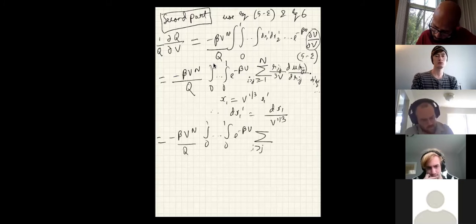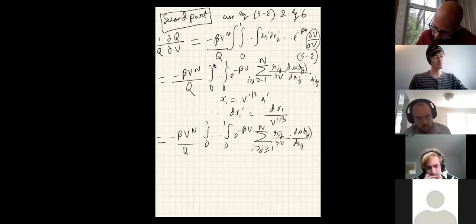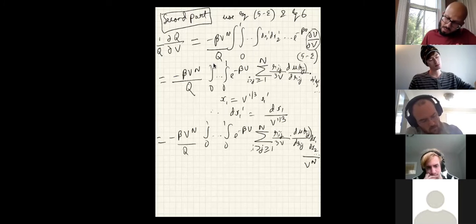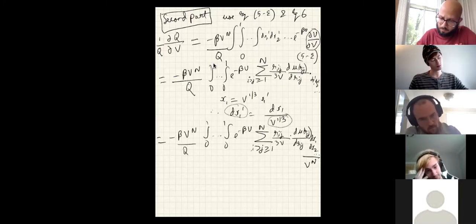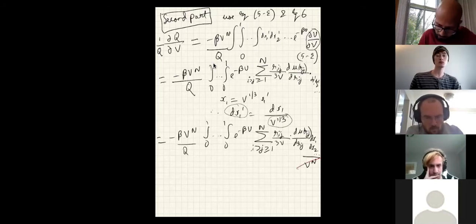summation i more than j more than or equal to 1 capital N Rij by 3 times volume, du by drij, dx1 dx2 dot dot dot divided by volume to the power N, because each term gives a volume to the power 1 by 3 and there are 3N of them, you get volume to the power N. And where does that volume to the power N go? It simply cancels this thing out. It becomes a bit nicer. And now we have x1, so the limit needs to be changed. This limit again has to, however, become V to the power 1 by 3.